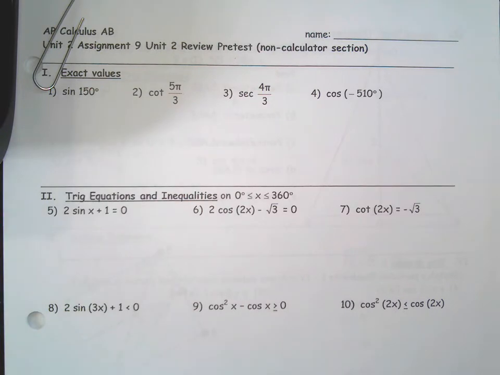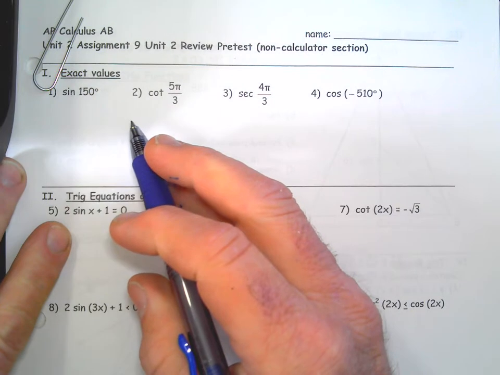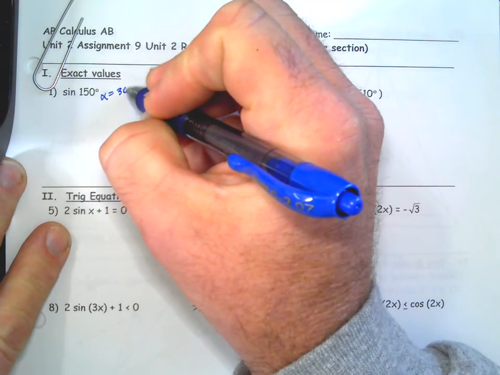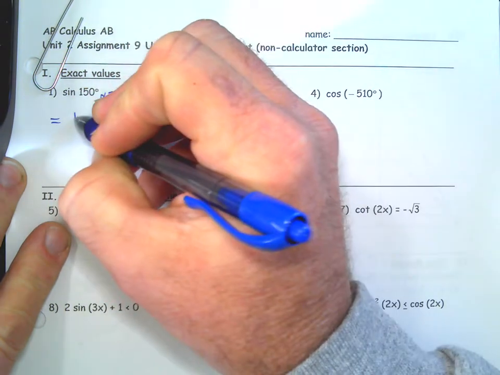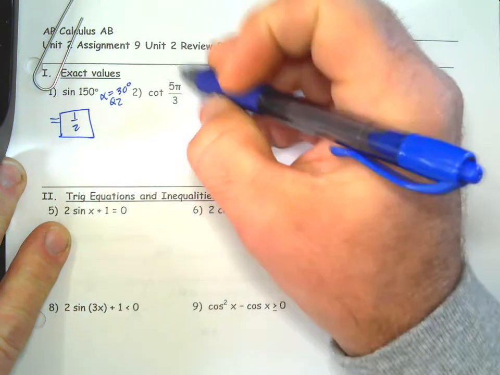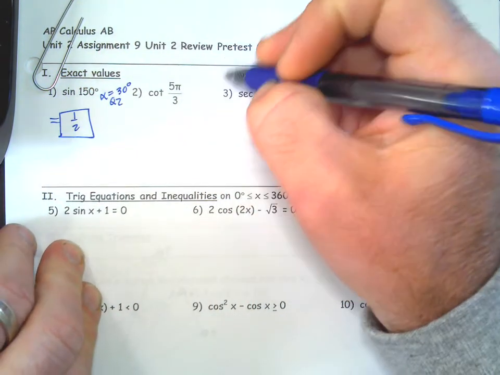So no calculator for these exact values. Hopefully these are pretty quick problems, these first ones. I would say alpha is 30 degrees, quadrant 2. So sine of 30 degrees is 1/2 and quadrant 2 is positive. Done. Okay. Cotangent. Now with radians, I really challenge you to not convert them to degrees.